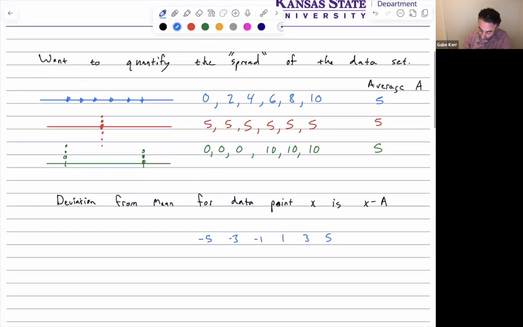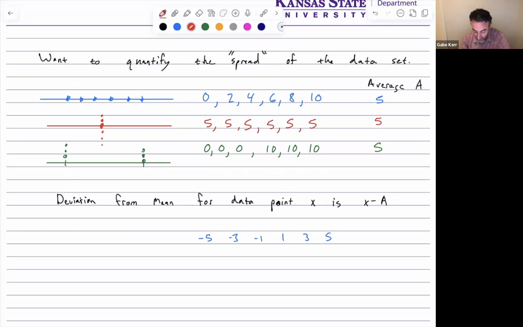When we take the deviation from the mean for the red data set, we get 5 minus 5 each time, so 0, 0, 0, 0, 0, 0. For the green data set, we get -5 for the first three, since 0 minus 5 is -5, and +5 for the last three. Great, so these are the deviations from the mean in our examples.